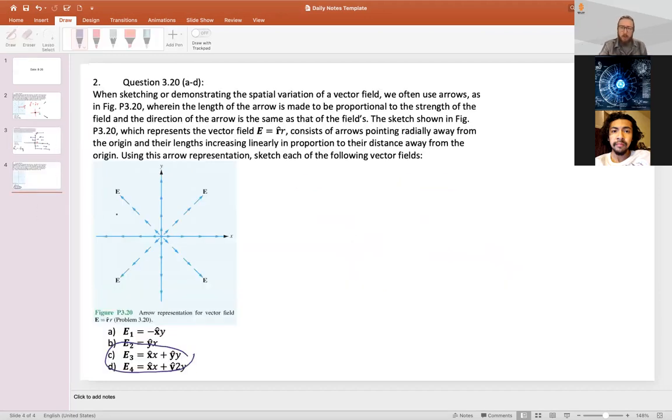So now you and Gabriel will work together to think about how to draw this vector field, okay? If you have a piece of paper, get that out, try drawing it, work together to see what you think it means.